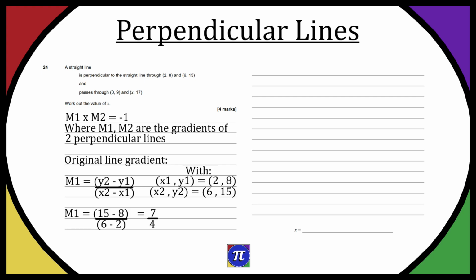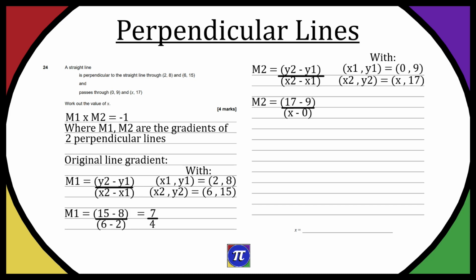Now let's work out the gradient of the second line. The gradient is m2, which is (y2 minus y1) over (x2 minus x1), with (x1, y1) being (0, 9) and (x2, y2) being (x, 17). Simplifying it down, m2 is 17 minus 9 over x minus 0, which is equal to 8 over x.